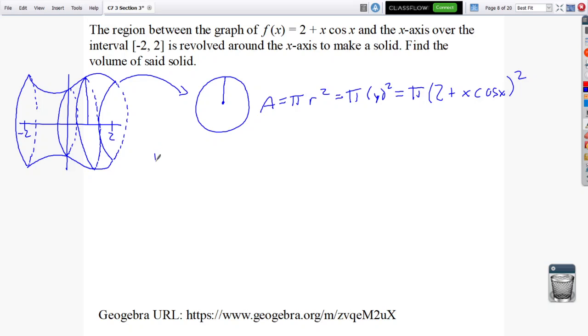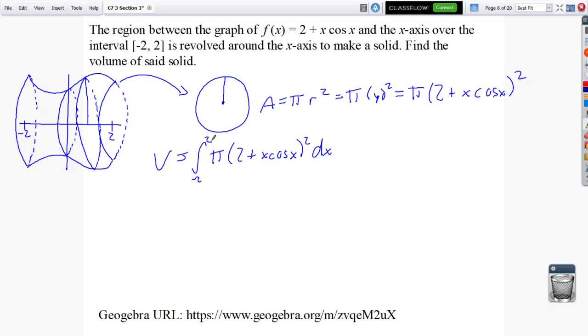Now I know in order to find my volume, I'm going to take all of these disks, I'm going to add them together, so I know that I am talking about the integral. Integral of the area times the height of each what do we call these? Let's call them something that's a circular shape, disks. Let's just call them disks. So we're going to have pi times our (2 plus x cosine of x) squared dx. We need to find our limits. Our limits are given to us, going from -2 up to 2, and now we need to integrate that.